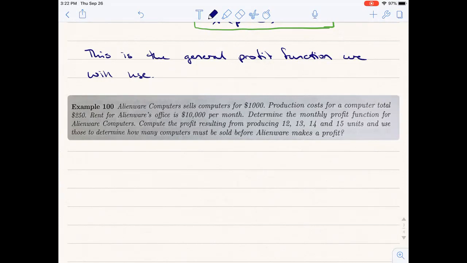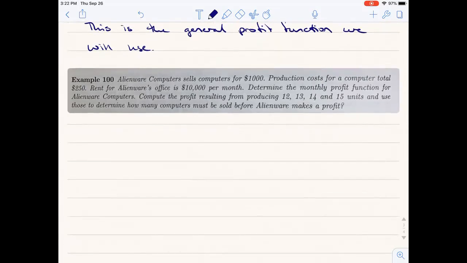Now, I don't think I do that. I think I only do 12 and 14, and then I got bored. No, you'll see why. It's doing the same thing over and over again. So I do a little shortcut here. But first, we can develop our profit function. Because we want to compute the profit resulting from selling 12 units, 13 units, and so on, we want to build a profit function.